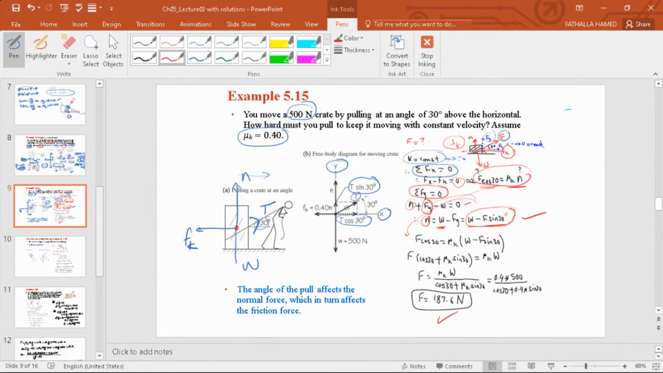187.6 newtons. So the force that you have to apply to keep the block moving with constant velocity horizontally, in this case, will be 187.6 newtons. Is this clear? Any question on this one?